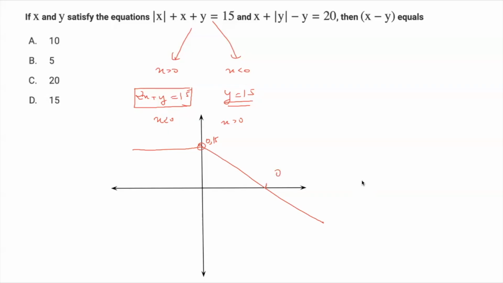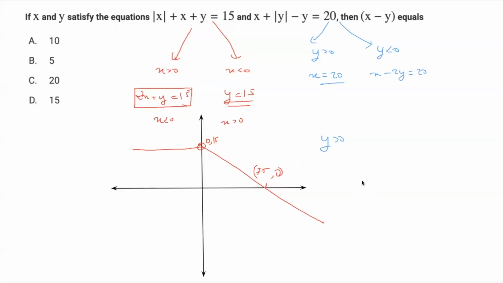Same way, if you put y equal to 0, you'll get 2x equals 15, so the x-intercept is 7.5. So let's look at the second equation now. For the second equation also, when y is greater than 0, the equation becomes x equals 20. And when y is less than 0, the equation is x minus 2y equals 20.